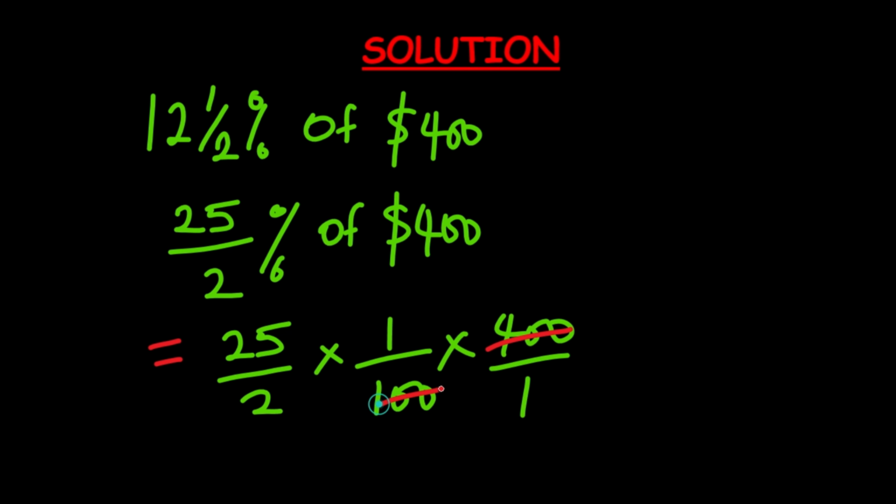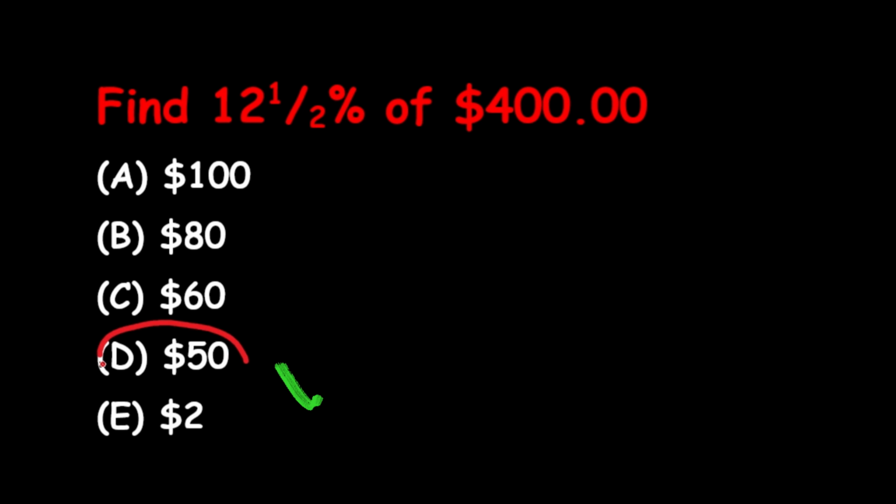400 divided by 100 gives 4. 4 divided by 2 gives 2. Then, 25 times 2 is equal to $50. The correct answer is D.